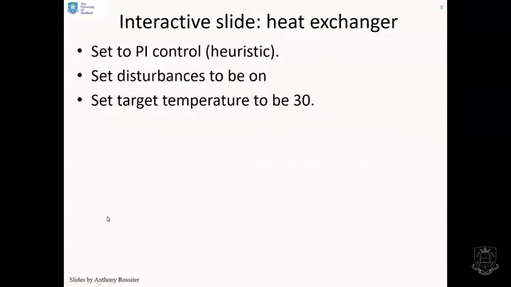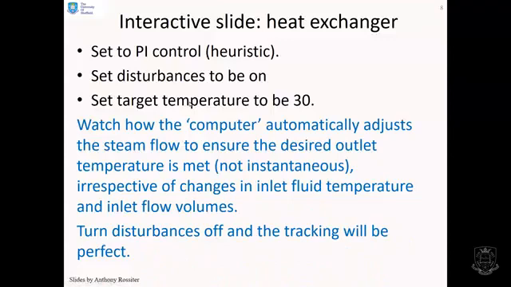The next interactive slide then will look at the heat exchanger. So what we're going to do is set this to PI control and use the heuristic, which is some sort of automatic tuning rule. We're going to put the disturbances on and set the target temperature to be 30. And again, we want you to watch how the computer automatically adjusts the steam flow to ensure the desired outlet temperature is met. Now, this isn't going to be instantaneous because, of course, you can't do that. But it's fairly fast in terms of the dynamics of the system, about as fast as you could reasonably be.